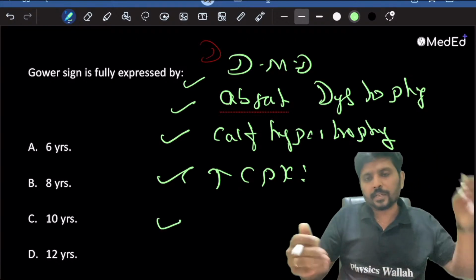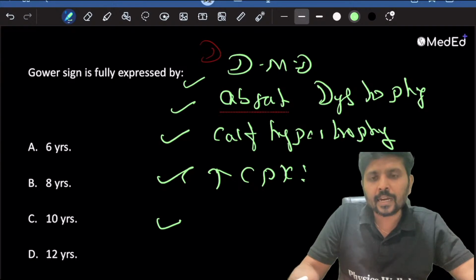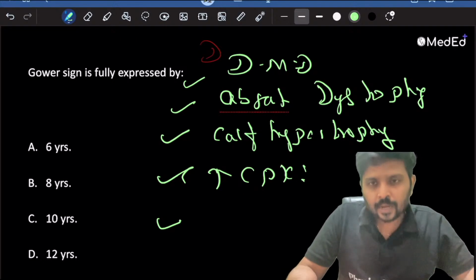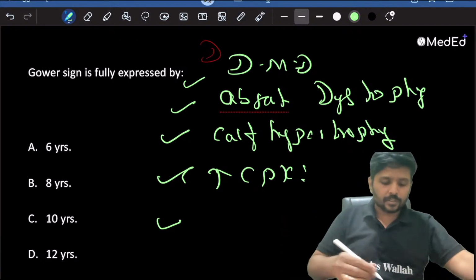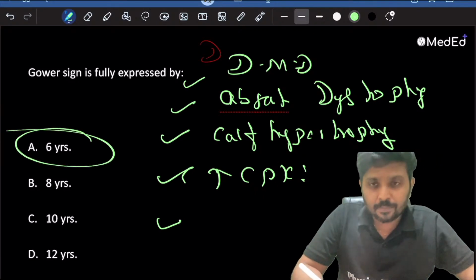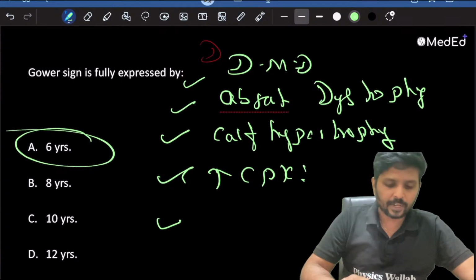Gower sign means when the child is asked to stand from sitting position, he or she will use her hands over her leg first, shin, and then thighs, and they will get up. This is called Gower sign. Gower sign is usually established at 6 years of age.